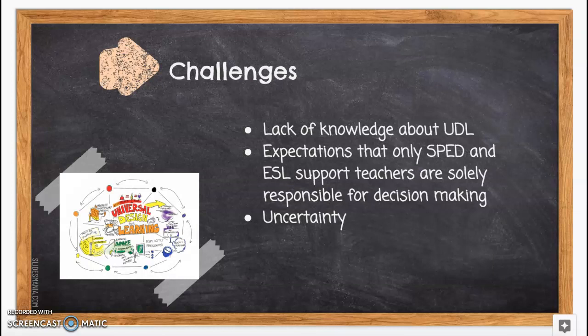Some challenges I do see at my campus is a lack of knowledge about universal design for learning. And also expectations that other case managers for the students are responsible for making the decisions in terms of accommodations and modifications. This should be a partnership and not something that's only delivered from one person. And then also uncertainty. What is UDL? Teachers who are currently going through reading academies in the state actually have a section on UDL, but teachers who are not completing those might not have a clear picture of what it is.